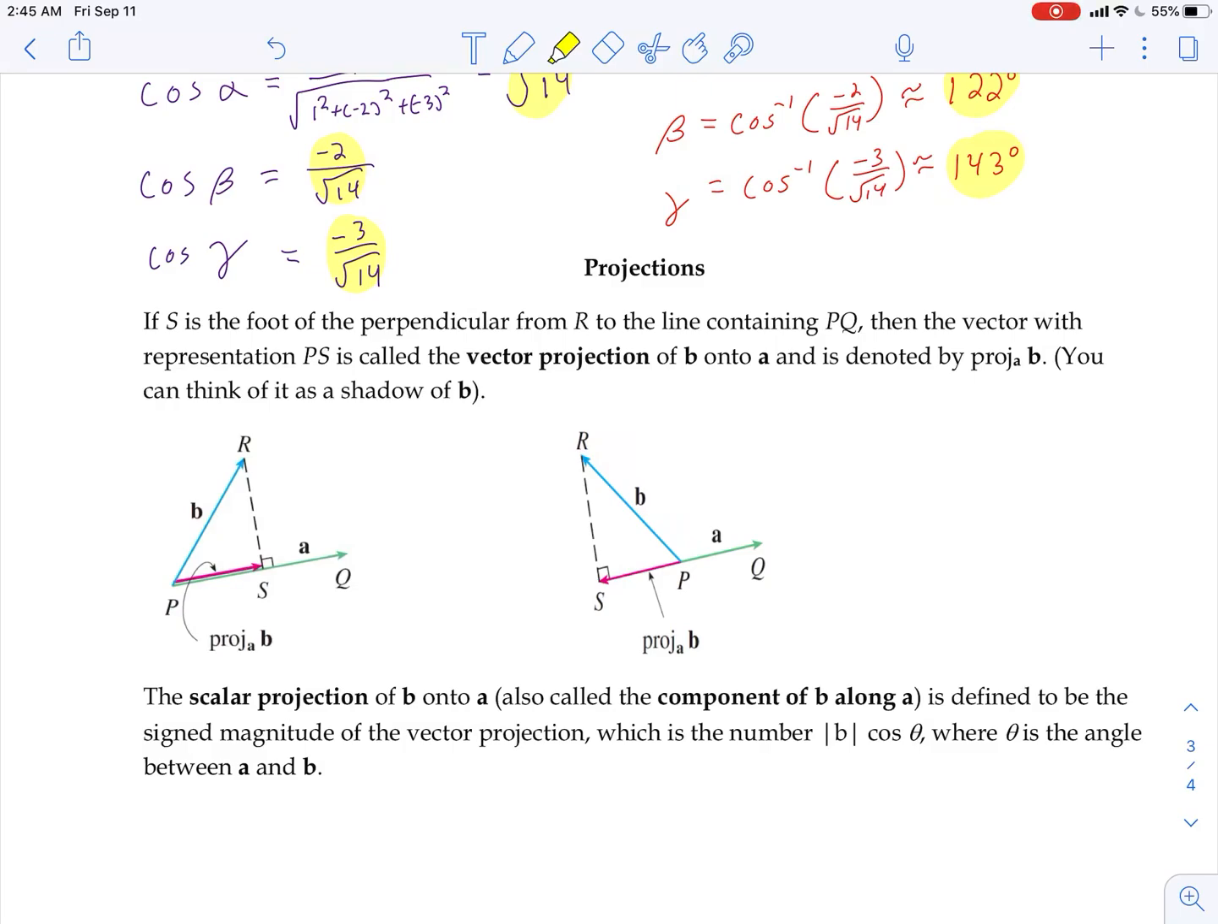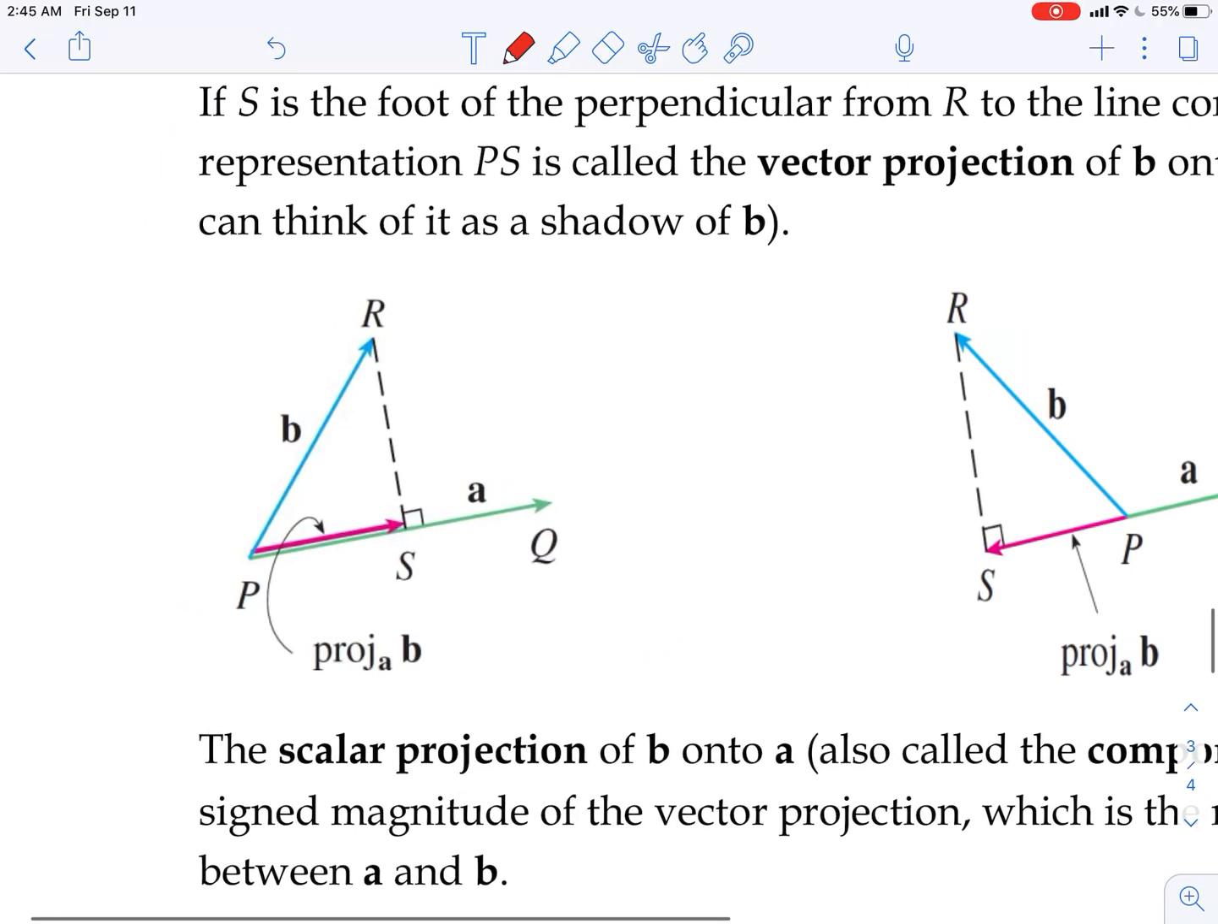And so for the vector projection, say we have two vectors, vector A and vector B, and we're going along the line PQ. What we're going to have is a projection of one of our vectors on top of another vector, and it depends on what we're asking for. But in this first instance right here, we have a vector projection of B onto A.